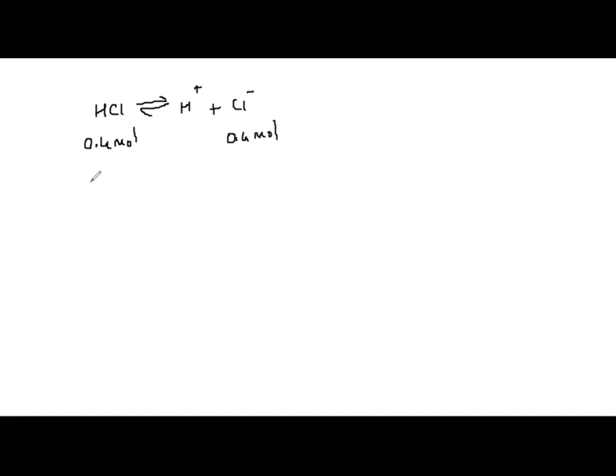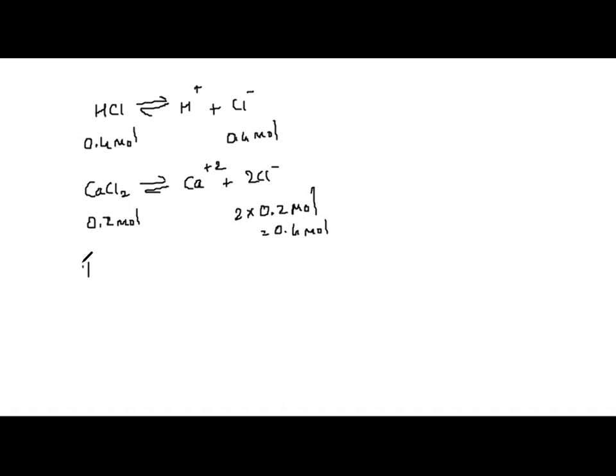Then we have calcium chloride, CaCl2. It will dissociate to give Ca 2 plus and 2Cl minus. Here they have said 0.2 moles. If calcium chloride is 0.2 moles, then I'll get 0.2 moles of calcium, but the coefficient of chloride is 2. So 2 into 0.2 moles comes out to 0.4 moles again. They have asked for total chloride ions. Let us see first the total chloride ions: 0.4 plus 0.4 comes out to 0.8.